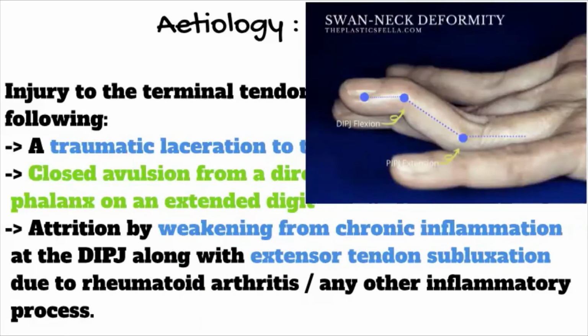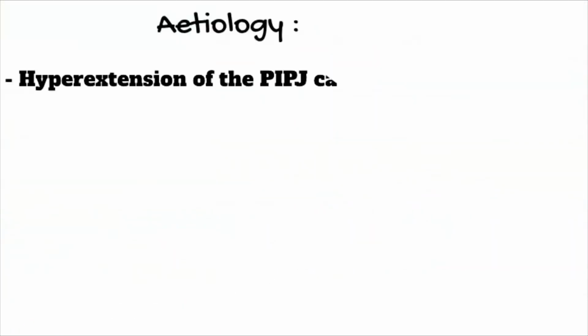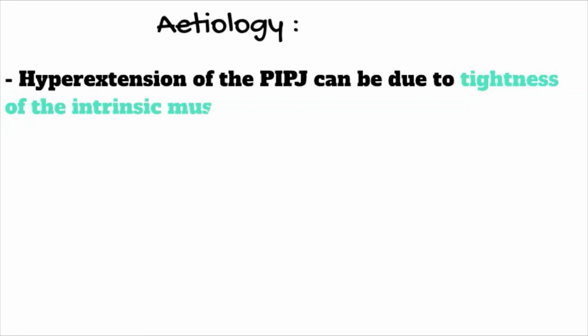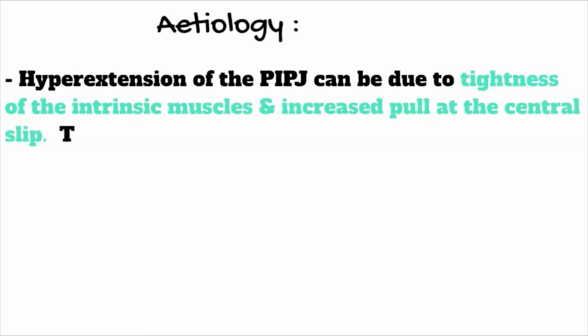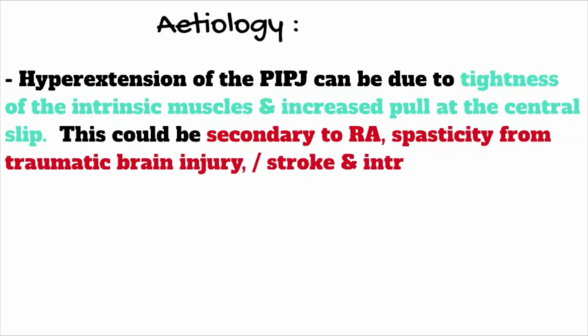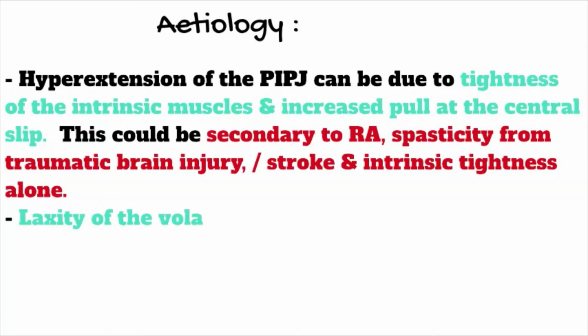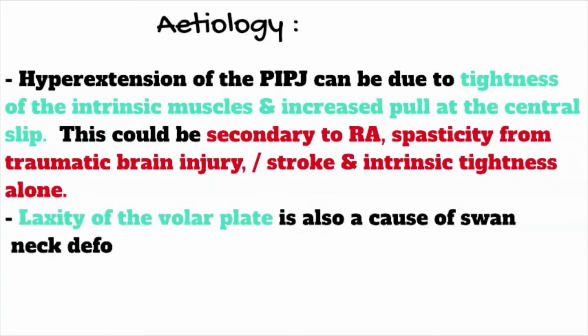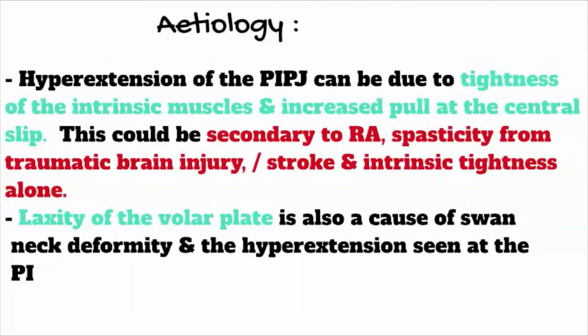This illustrates the swan neck deformity where the DIPJ, distal interphalangeal joint, is flexed and the PIPJ, proximal interphalangeal joint, is in hyperextension. Hyperextension of the proximal interphalangeal joint can be due to tightness of the intrinsic muscles and increased pull at the central slip. This could be secondary to rheumatoid arthritis, spasticity from traumatic brain injury or stroke, and intrinsic tightness alone.